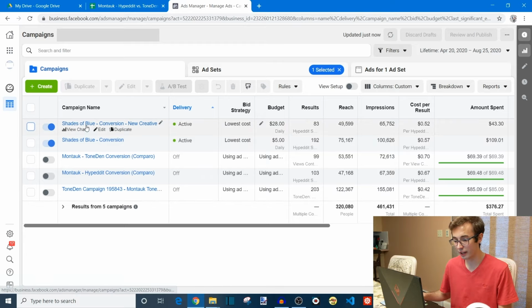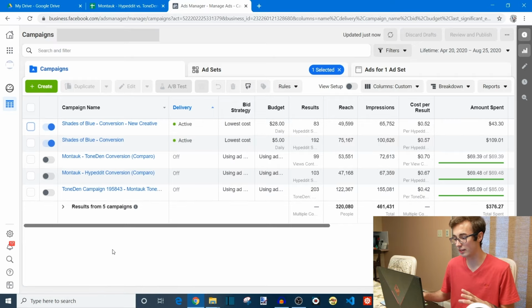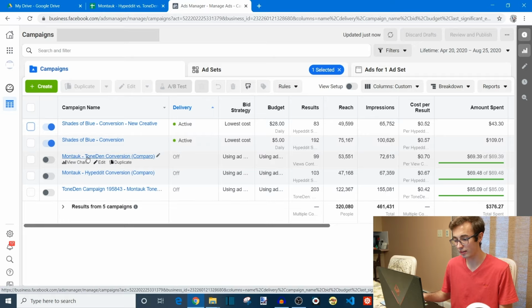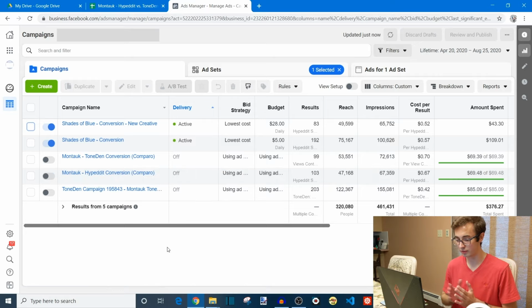And right off the bat, you can just ignore these top two campaigns I have running. That's for a new release that I'm promoting right now. The ones we're going to be looking at are these two. So Montauk was the name of the song, and I have two campaigns. One is set up with a ToneDen conversion, and one that's set up with a Hypeddit conversion.